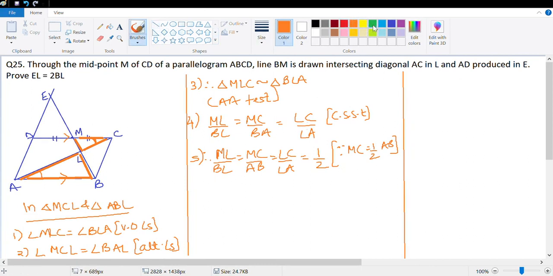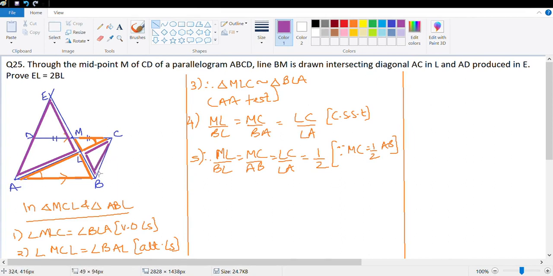Let's see how can we prove something else here, because we will need the ratio of EL upon BL. So EL and BL, what triangle do they form a part of, which I can try and prove similar? I think I can look at the triangle here, which is ALE, and I can look at the other triangle BLC.